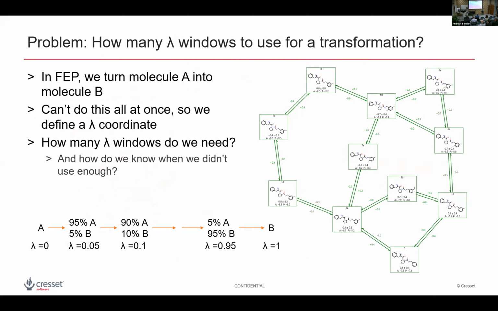So the problem that arises here is how many lambda windows do I need to use for its transformation? Because I need to have enough lambda windows in order to have a nice convergence, right? But at the same time, not too many, because then the computational cost is going to be huge. So this is the question that our algorithm is trying to answer. What is the optimal, let's say, number of lambda values that I can have in order to have a good estimation of the free energy that is also not computationally expensive?